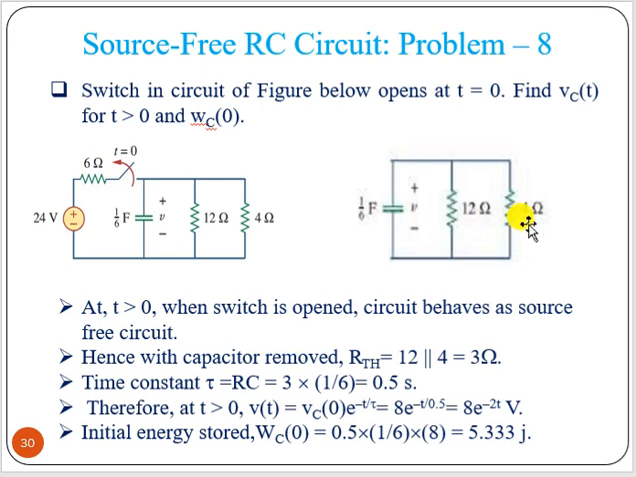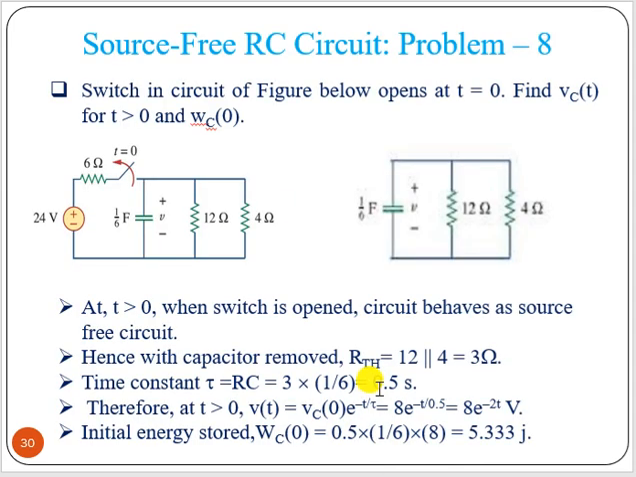Now to find out RTH, these two are in parallel. So 12 parallel 4, we got 3 ohm. Tau equals 3 ohm into 1 by 6, so 0.5. Then Vc(t) will be equal to Vc(0) e to the power minus t by tau. So we can get the value. The initial energy of the source you can find out as half, that is 0.5 into C into V square. Okay.